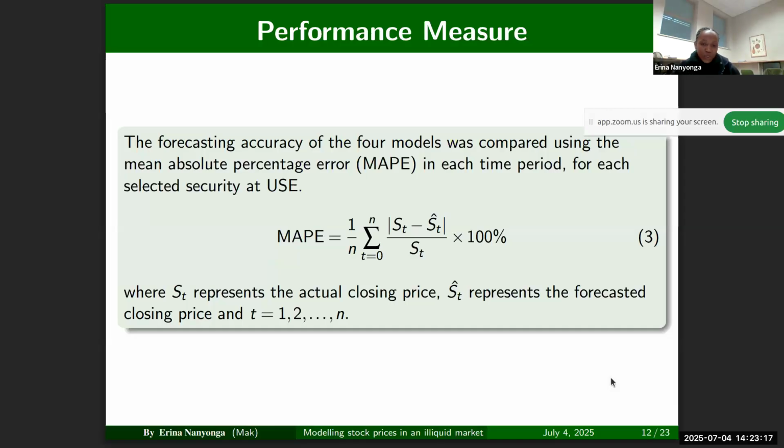The performance measure that we used to compare the forecasting accuracy of the four models was the mean absolute percentage error, where when the MAPE value is low, the model prices are considered to be close to the actual values.